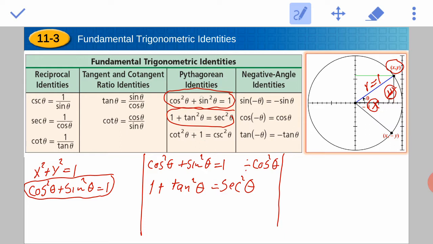Same with the third one. I can start with the basic, or first, Pythagorean identity, cosine squared plus sine squared theta is equal to 1.